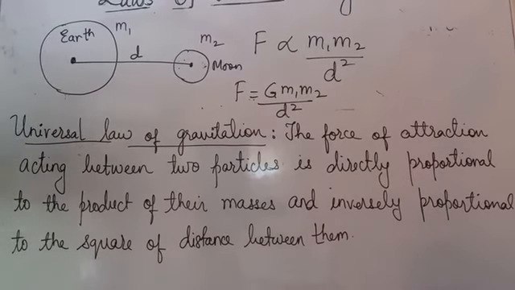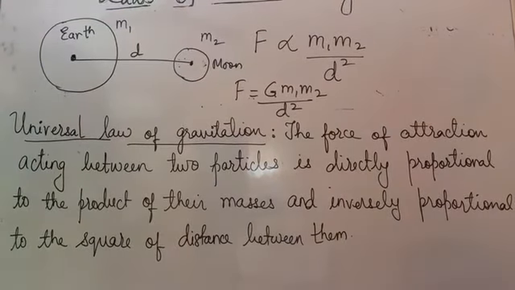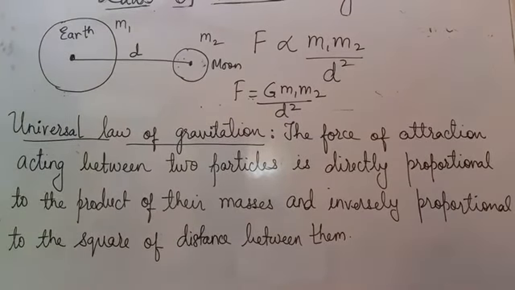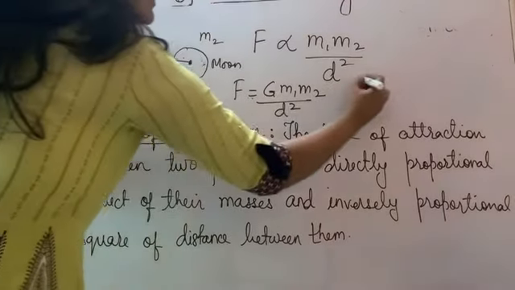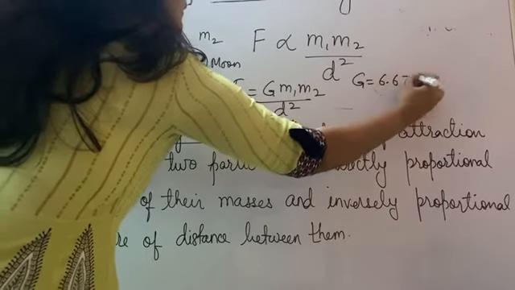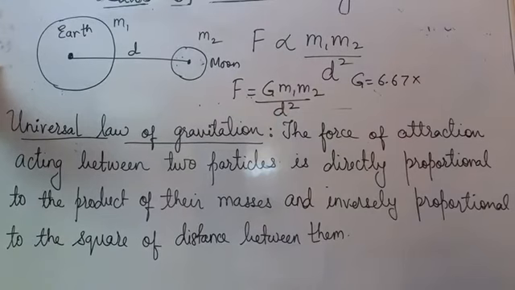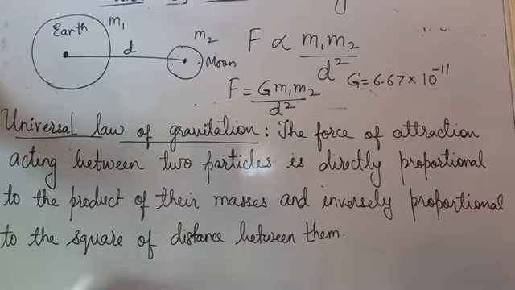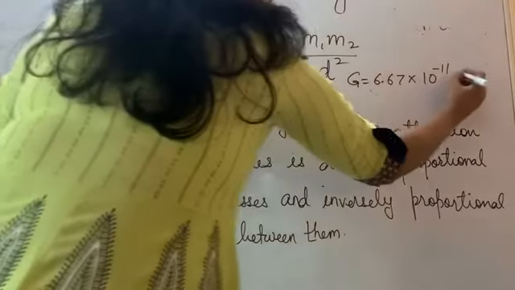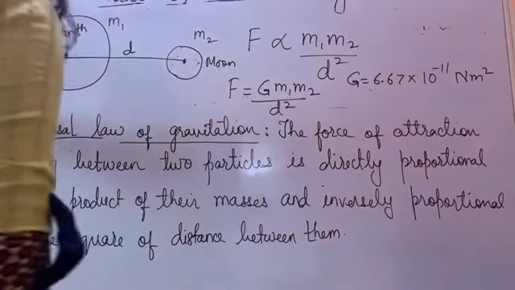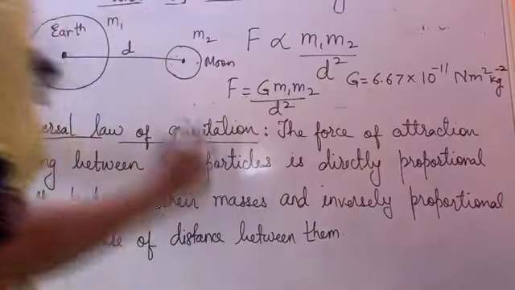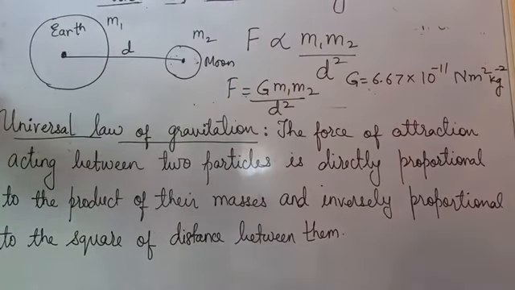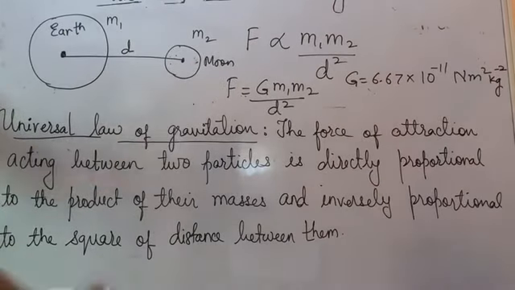Some of you are supposed to learn it as has been told in your class. I am writing over here, the value of G is 6.67 into 10 raised to minus 11, and its unit is Newton meter square per kg raised to minus 2. Only this value has to be learnt. It's an important concept. So this is about the law of gravitation.